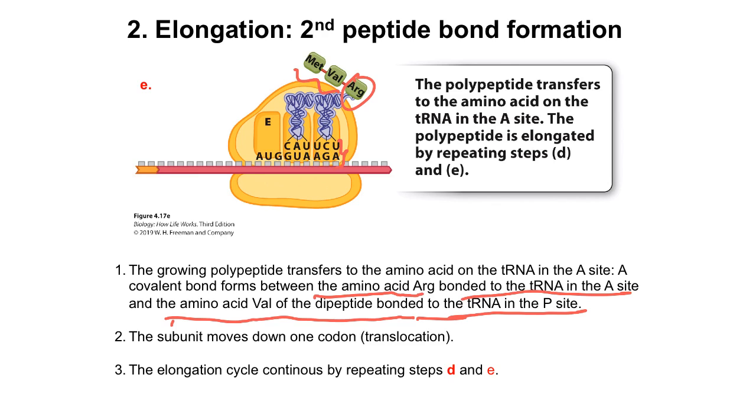Okay, so once this happens, the subunit moves down once again by the process of translocation, and then the elongation cycle continues by repeating steps D and E, which is the accommodation of the empty A site with the fourth tRNA that carries a charged amino acid, with complementarity of the anticodon with the next codon found in the A site, and then followed by the formation of the peptide bond, and so on and so forth.